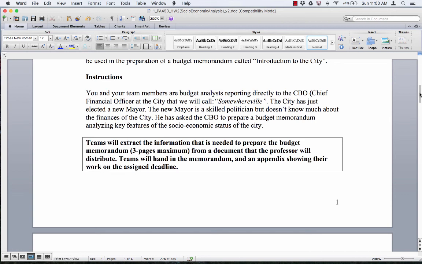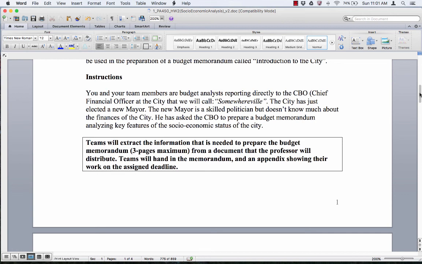The city elected a new mayor. The new mayor is a very skilled politician. Unfortunately, he doesn't know enough about the finances of the city that he will govern. So he asks your boss to prepare a budget memorandum analyzing key features of the socioeconomic status of the city of Somerville. So here's the task for your team.